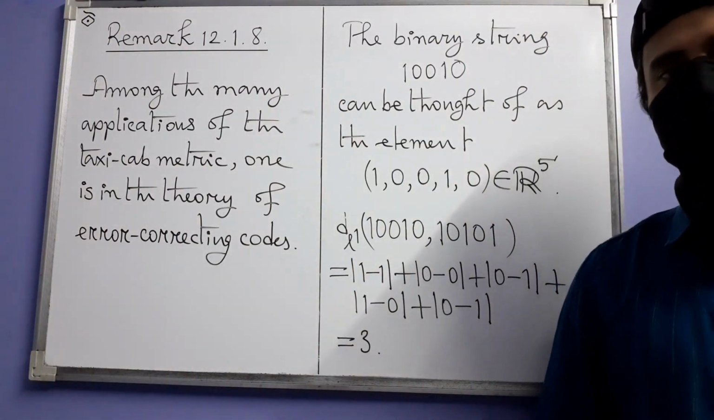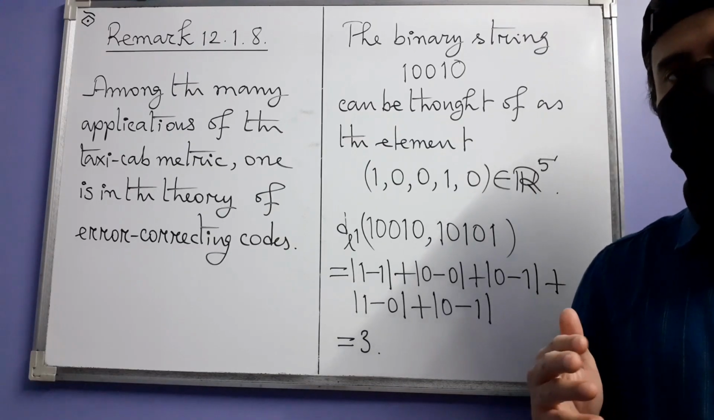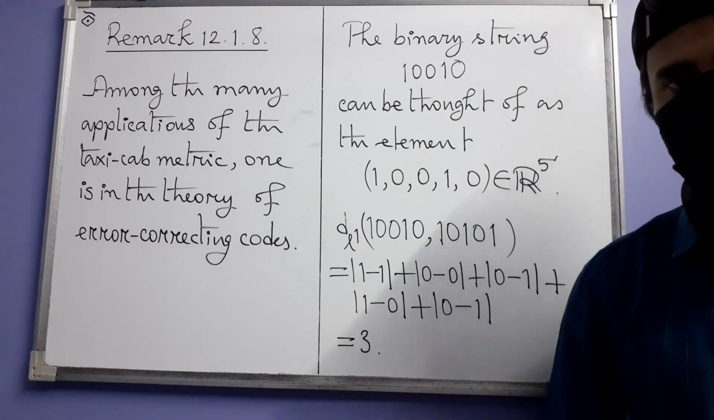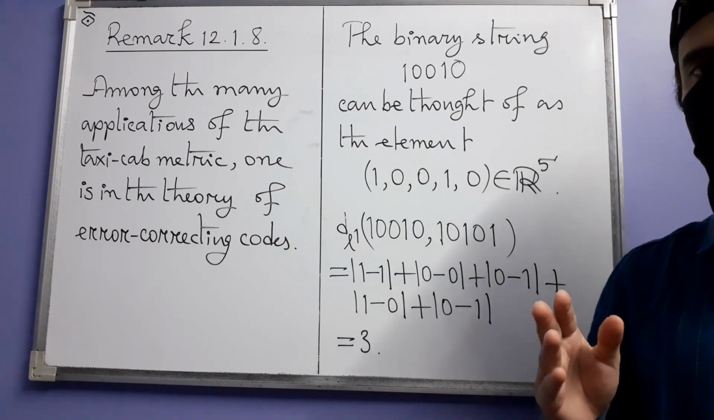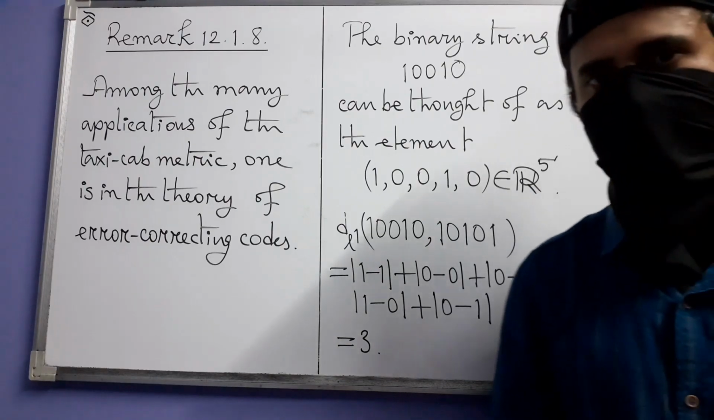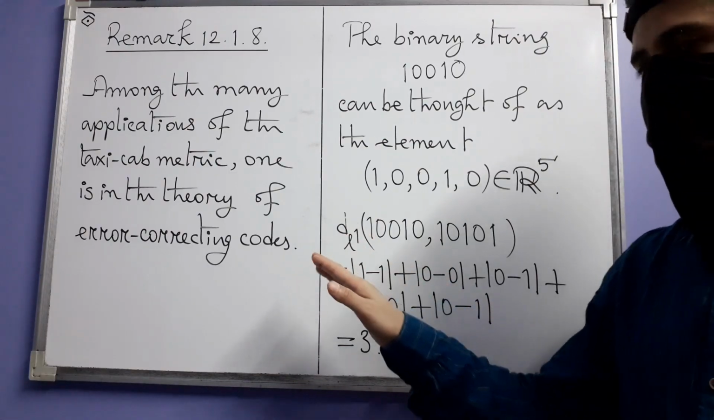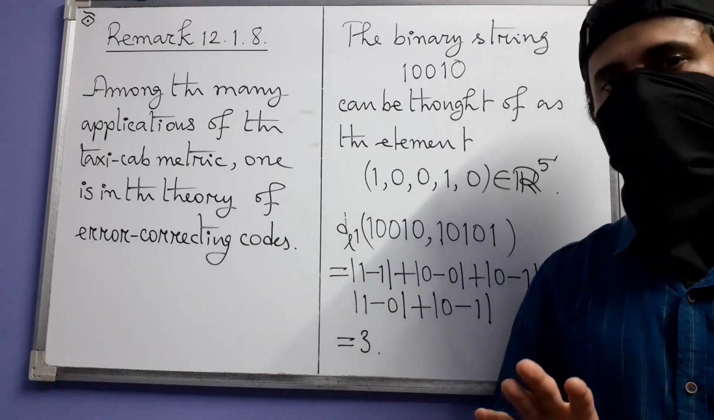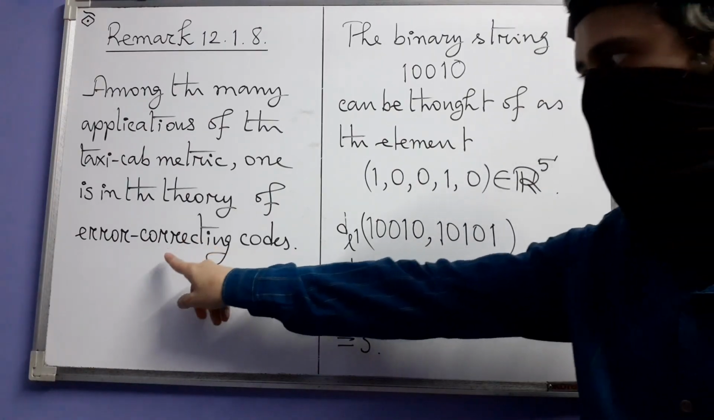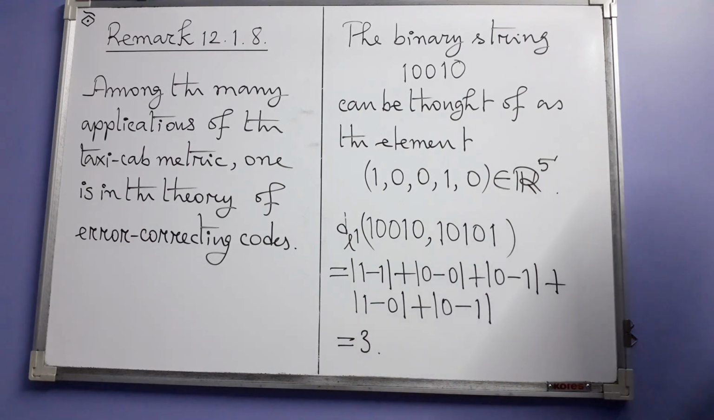Okay, so let's start the video with this remark. You may remember that we ended our previous analysis video with the taxicab metric, which we defined on any Euclidean space Rn, where n can be any positive integer. Now next in this remark, the author says that the taxicab metric has many applications, and one of those applications is in the theory of error correcting codes. So let's see how the connection can be made.